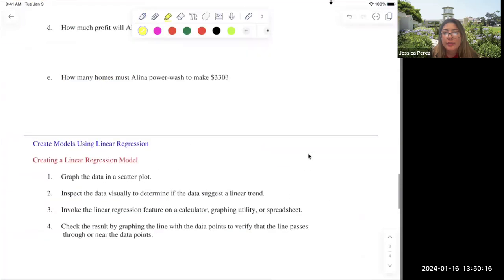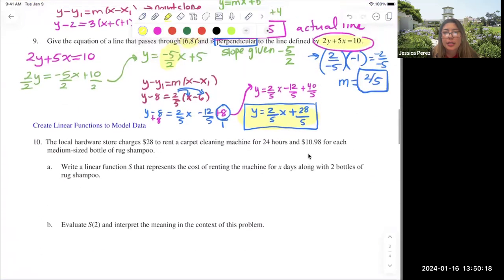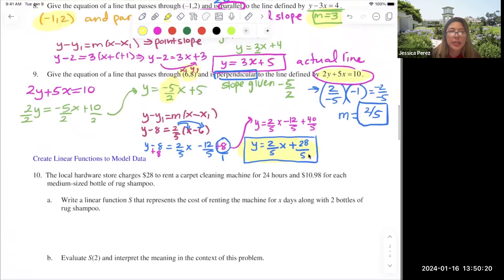So then what we're going to be doing is we're going to continue creating linear functions to model data. So I'm going to pause it right there, and then we are going to continue.